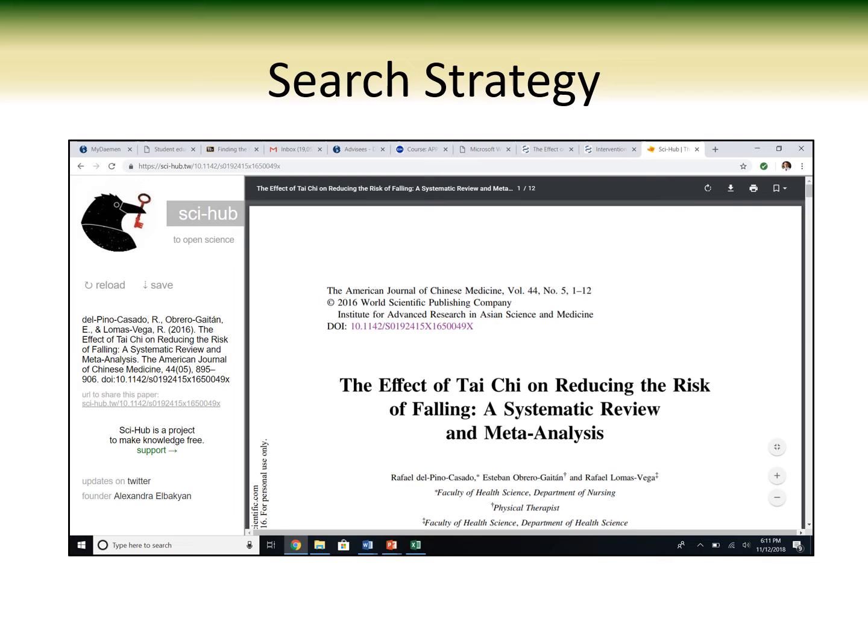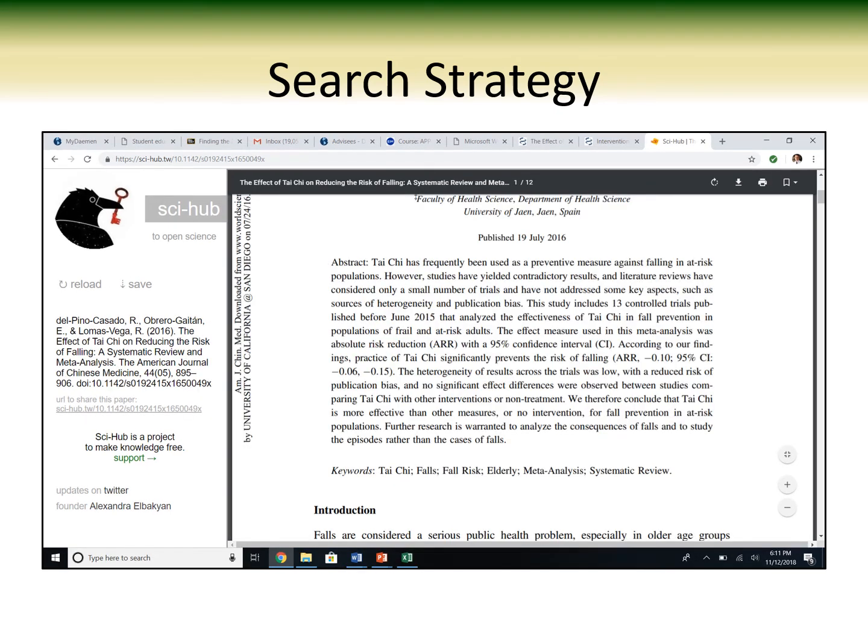Here's the paper on Sci-Hub, and the next slide will show us the abstract for the paper, which may give us at least some understanding of the results. So just in reviewing the abstract, it's apparent that Tai Chi may be more effective than other measures, as well as no interventions for fall prevention in at-risk elderly populations.